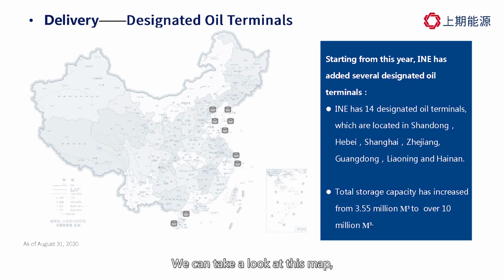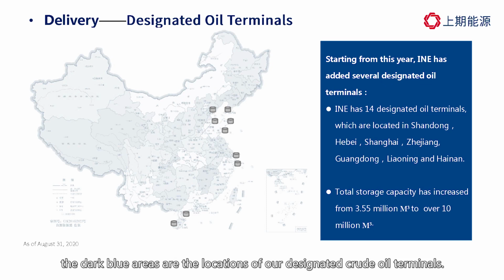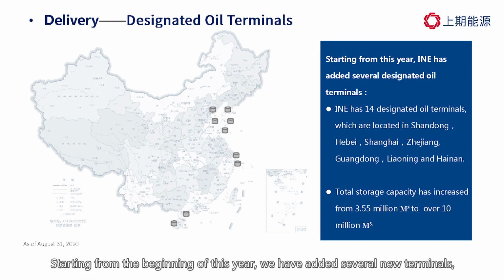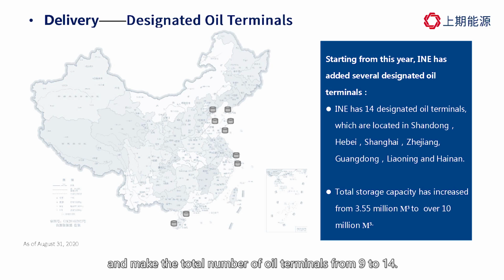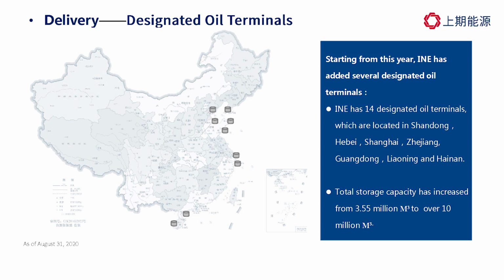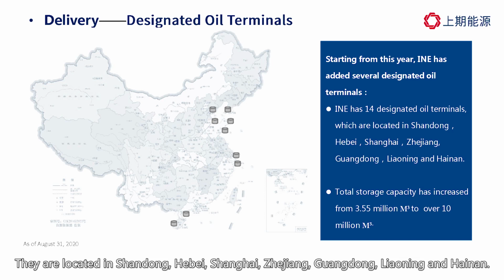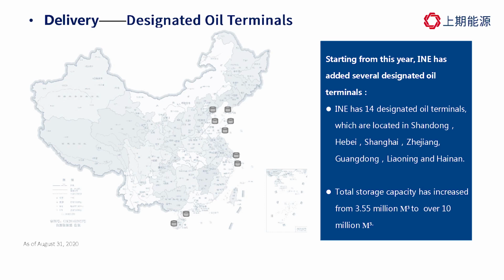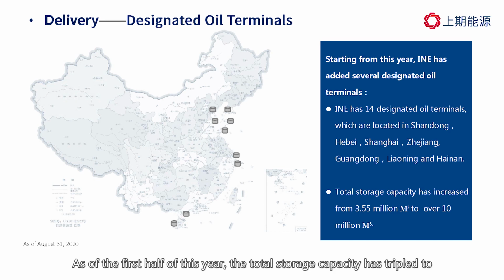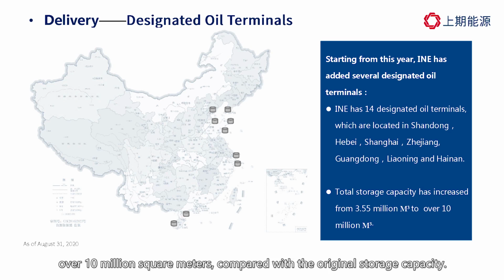We can take a look at this map. The dark blue areas are the locations of our designated crude oil terminals. Starting from the beginning of this year, we have added several new terminals and made the total number of oil terminals go from 9 to 14. They are located in Shandong, Hebei, Shanghai, Zhejiang, Guangdong, Liaoning, and Hainan. As of the first half of this year, the total storage capacity has tripled to over 10 million square meters compared with the original storage capacity.